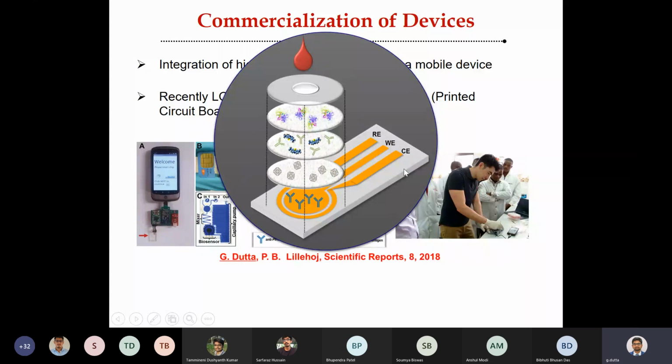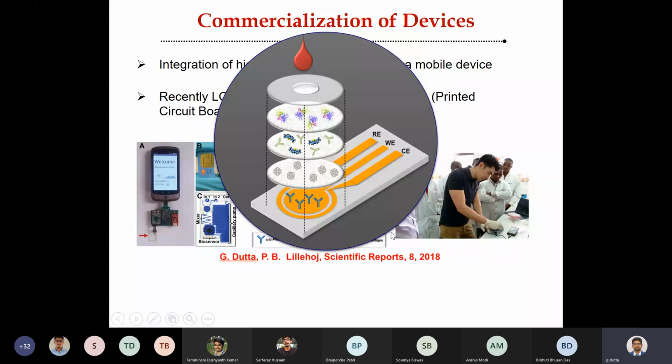So this is very simple, like a SIM card, a very small chip we can develop. Just drop the sample, and we can detect the disease marker within a few minutes. I'm encouraging my students to develop something like that, a very simple device, a very simple sensor, so that you can commercialize them.